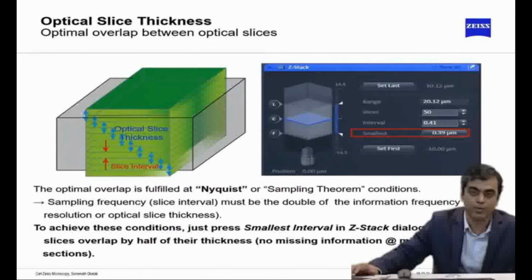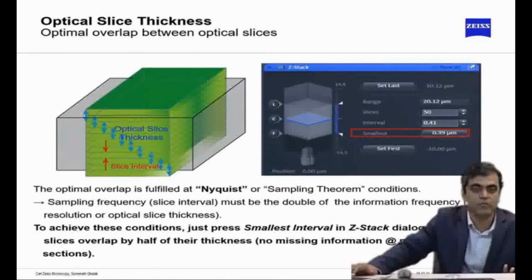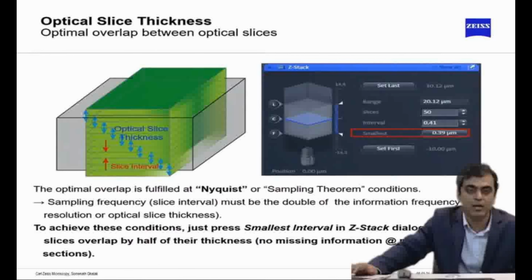Now, when you're talking of resolution, the z-axis is also very important. In the z-axis, once we set the entire thickness of the sample, the software will tell the optimal thickness. The optimal thickness is always based on the Nyquist theorem. The Nyquist theorem says that the sampling frequency, or basically the slice thickness, should always be double the information frequency or the resolution you are looking for. So based on this, the software has the capacity to tell the smallest one, which is highlighted in the red box. And if we click on that, it will give you a resolution of, as you can see here, 390 nanometer, which is achievable.